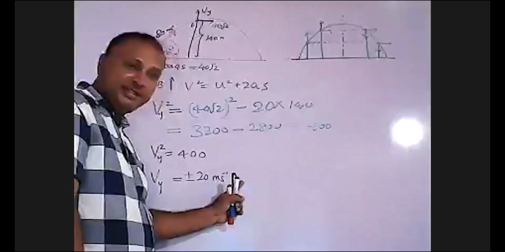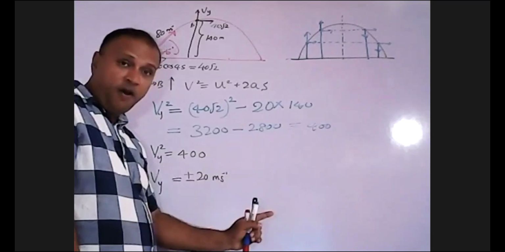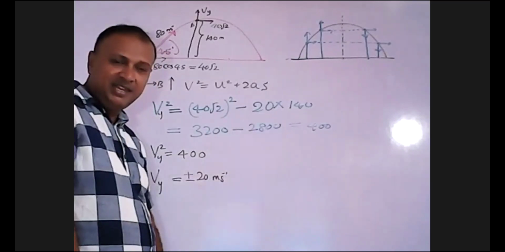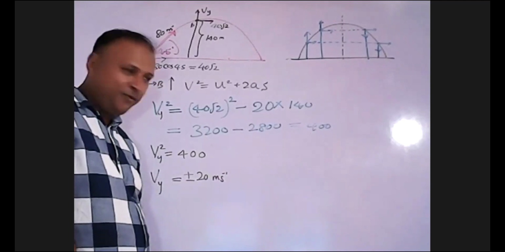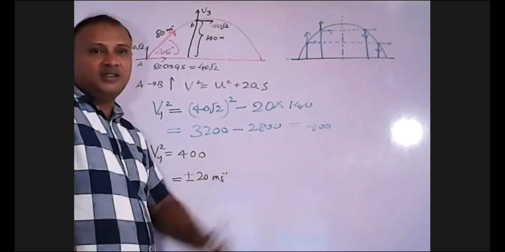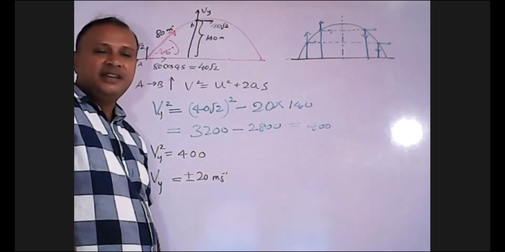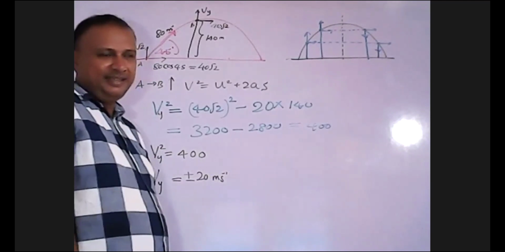Then you can write: there are 2 points with the same height unless it is the maximum height. Therefore there should be 2 vertical velocities with different directions.